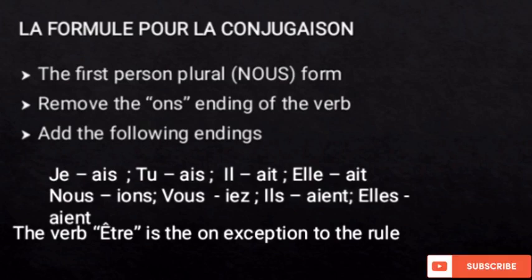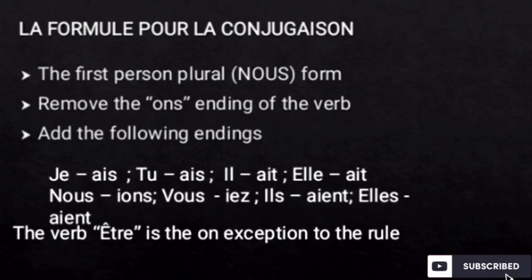Now, what we do for the imperfect is that we go to the present tense of the verb we want to conjugate, and then we go to the nous, the first person plural. Nous mangeons, nous parlons, nous buvons, whatever the verb. And then we remove the ONS at the end of that nous conjugation of the present tense of that particular verb. And we add the following endings you can see on your screen.